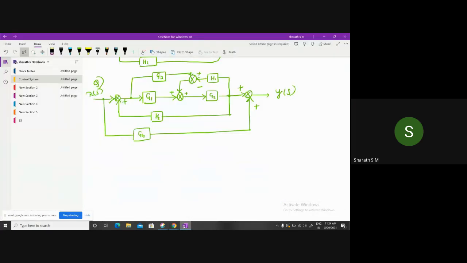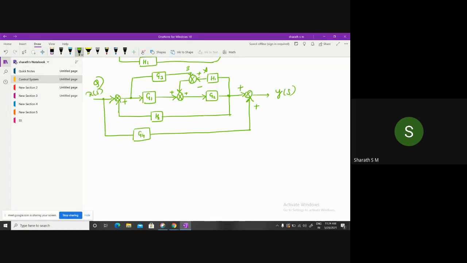Prabhanjan? Yes, sir. What's the first step here? Sir, mark the feedbacks. Sir, consider it as A and B. Okay, then. So consider this as A and this one as B.